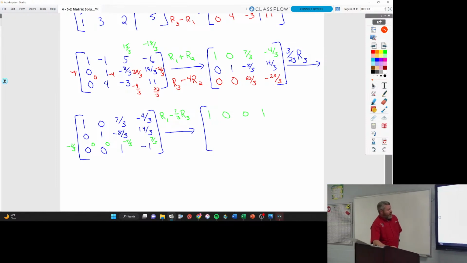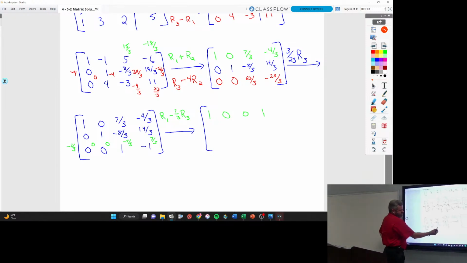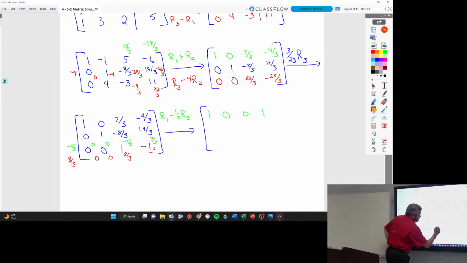In row 2, I need to get rid of a negative 8/3. Well, to get rid of the negative 8/3, I need a positive 8/3. So I'm going to multiply row 3 by 8/3. 8/3 times 0 is 0. 8/3 times 0 is 0. 8/3 times 1 is 8/3. 8/3 times negative 1 is negative 8/3.